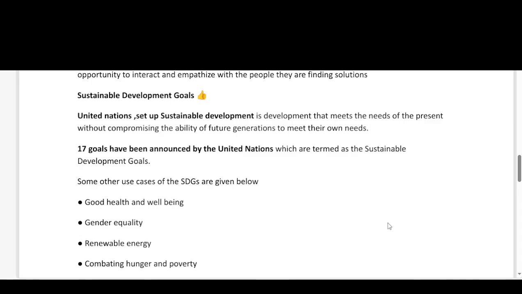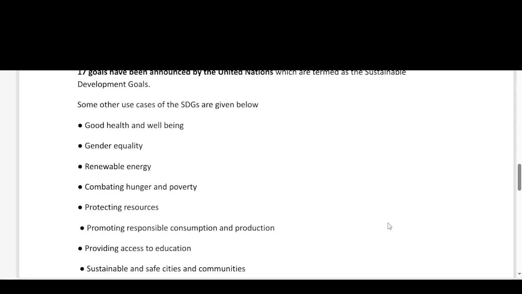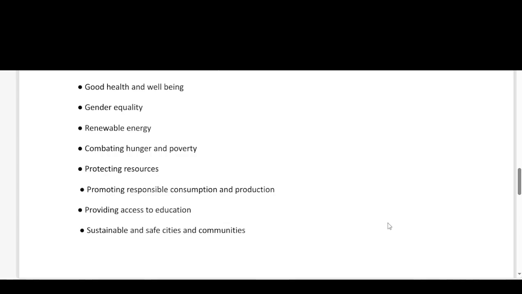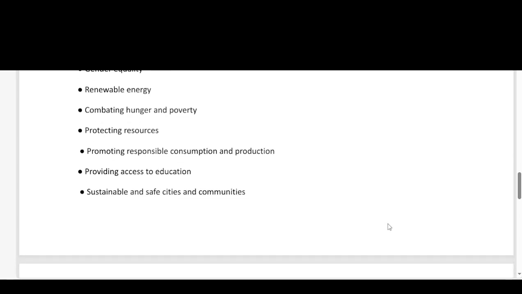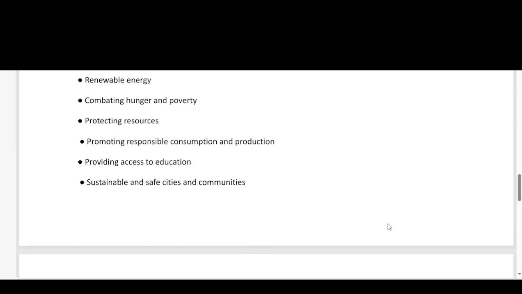Some of the use cases of the SDGs are as follows: good health and well-being, gender equality, renewable energy, combating hunger and poverty, protecting resources, promoting responsible consumption and production, providing access to education, and sustainable and safe cities and communities.